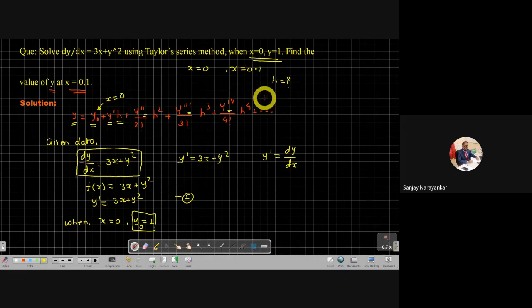So h is nothing but the one step between them. The difference between these two values, 0.1 and 0, is nothing but h. So h in our case is equal to 0.1, right? And here we are using one step value only. Basically, the Taylor series is only a one step solution.